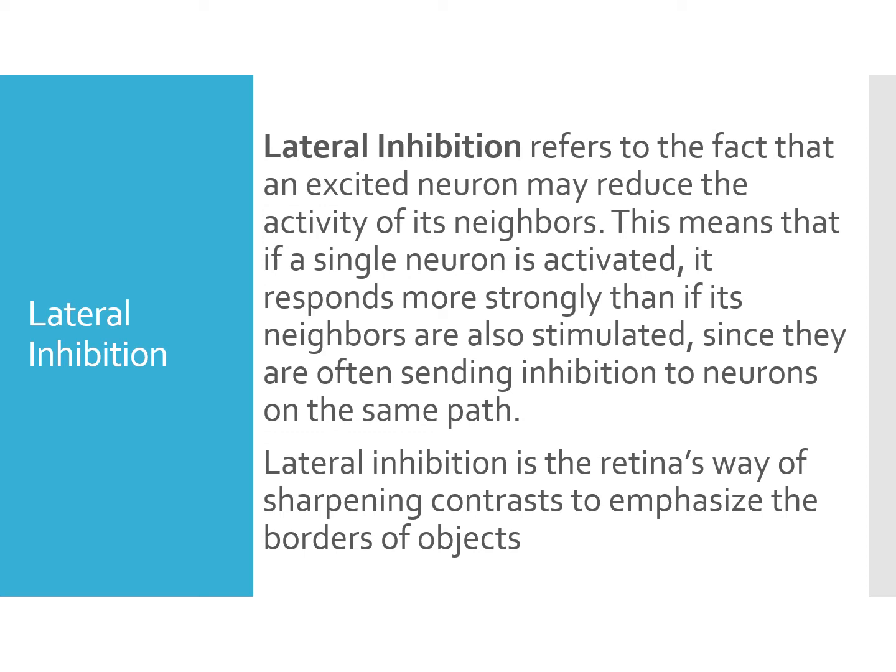Lateral inhibition refers to the fact that an excited neuron may reduce the activity of its neighbors, which means that if a single neuron is active, it responds more strongly than if its neighbors are also stimulated, because they're often sending inhibition to neurons along the same path. And what this really means is if a single neuron is active, then the neuron that it's communicating to can respond more strongly than if its neighbors are also stimulated, because those neighbors can be sending inhibition. And lateral inhibition is the retina's way of sharpening contrasts to emphasize the borders of objects.